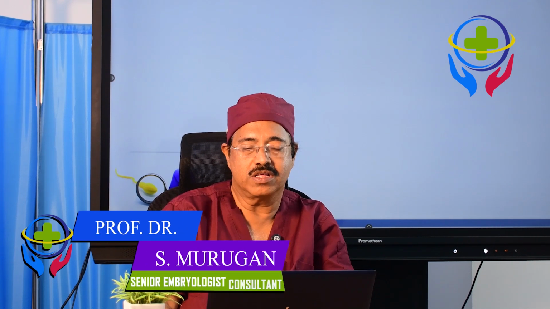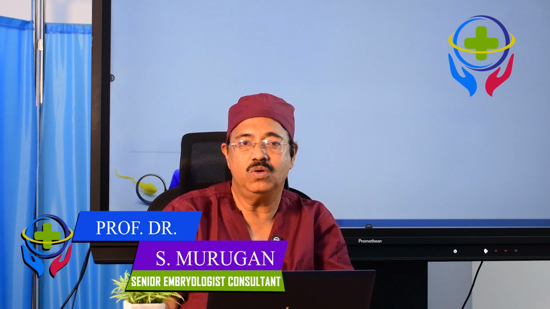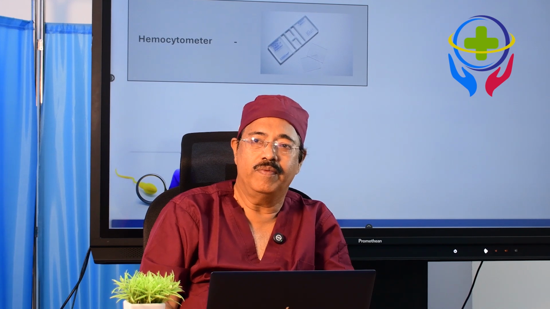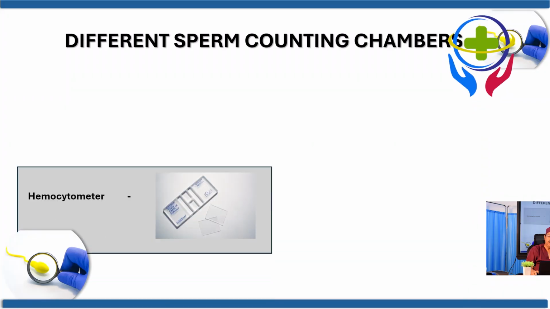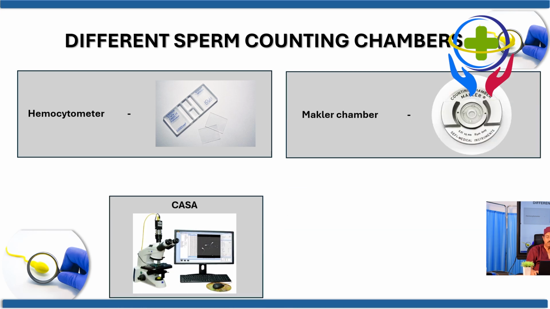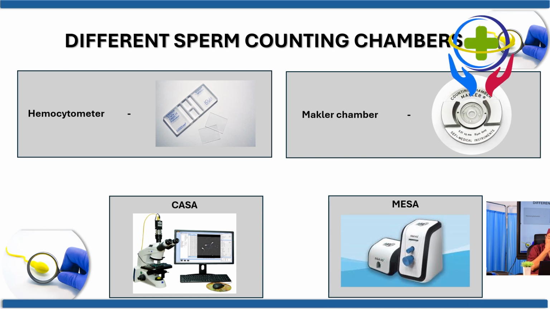So, after measuring the pH, volume, color and viscosity of the semen, next we have to analyze the sperm concentration. There are so many different types of sperm counting chambers available in the market. The first and still most valuable sperm counting chamber is a hemocytometer, and the next popular sperm counting chamber is the Makler counting chamber, which gives a very accurate sperm count and motility.